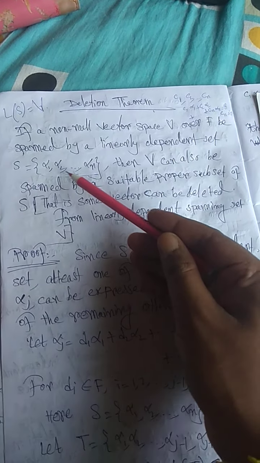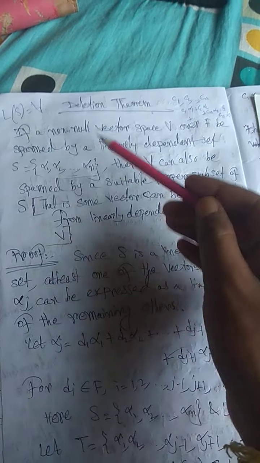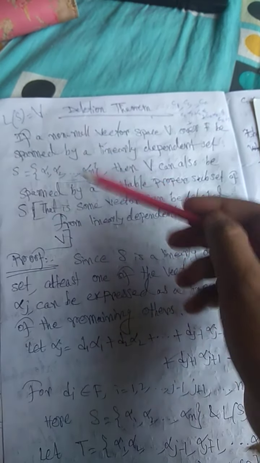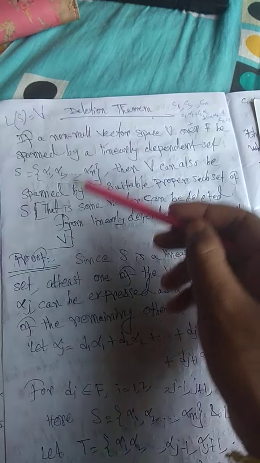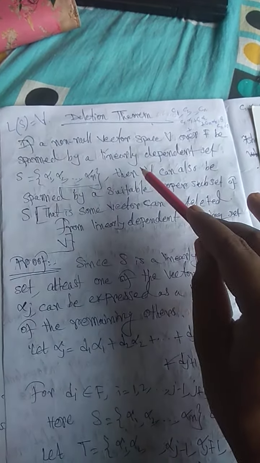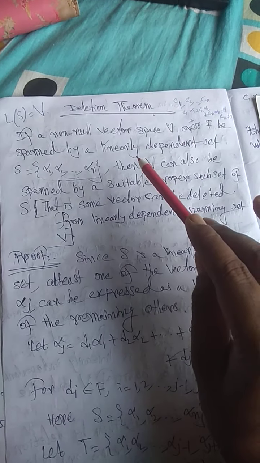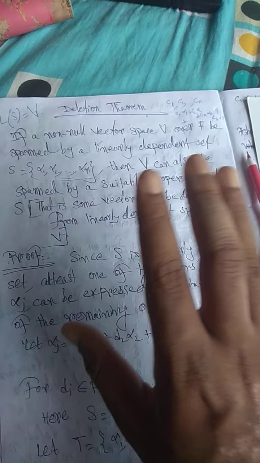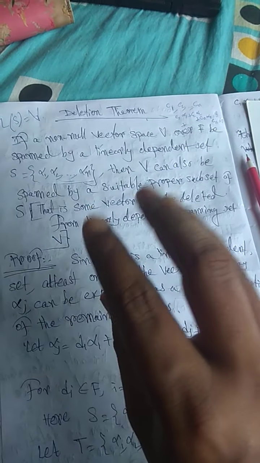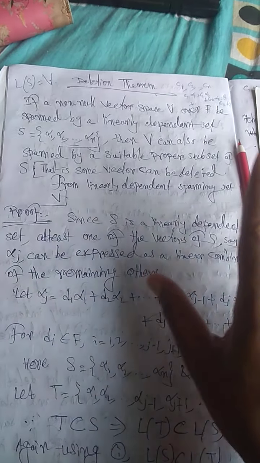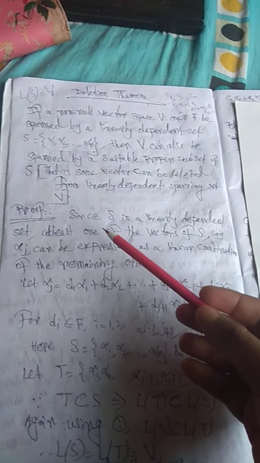That means if there are n vectors in S, and if we delete one or let's say two, then the remaining n minus 2 vectors also span the same vector space V. This is called the deletion theorem. That means deleting one or two vectors will not hamper the spanning part of that vector space. Now let us come to the proof.